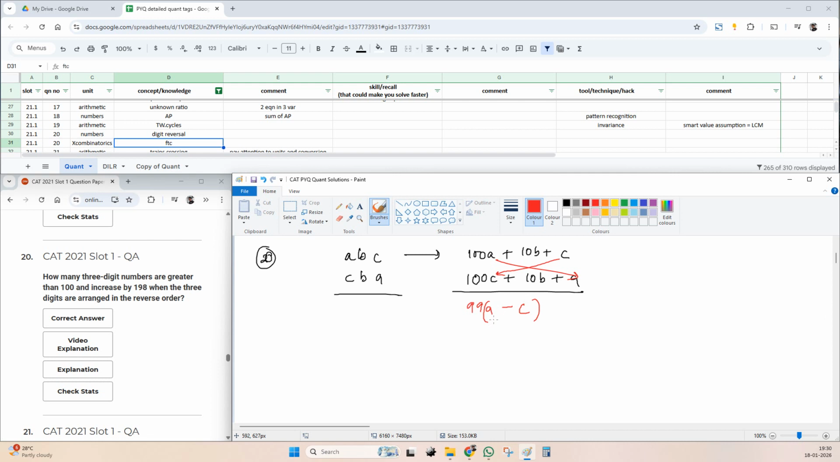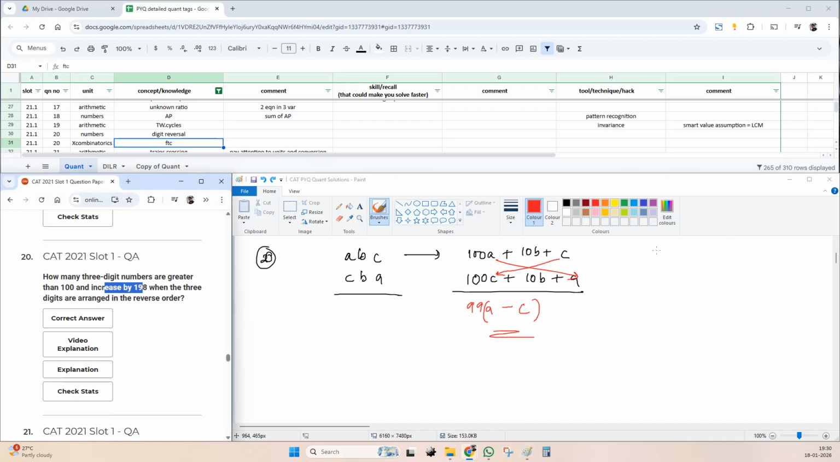The difference between a 3-digit number and the 3-digit number formed by reversing the digits is 99 times the difference between the extreme digits, and the middle digit really doesn't turn up in this difference at all. The difference is independent of the middle digit. This is what you would know if you have practiced this chapter and application questions already. And they specifically say increase by 198.